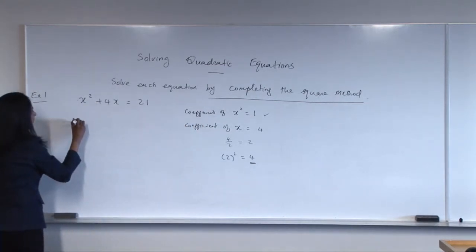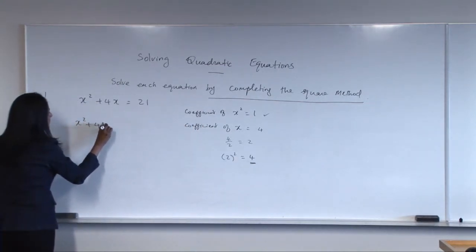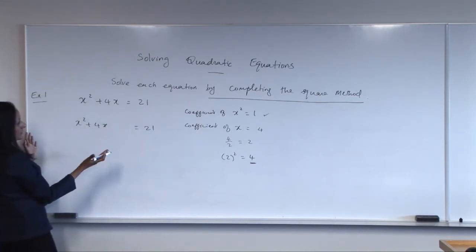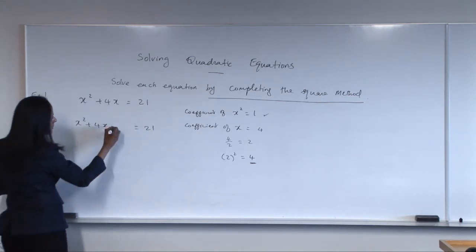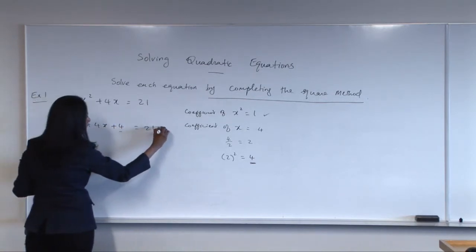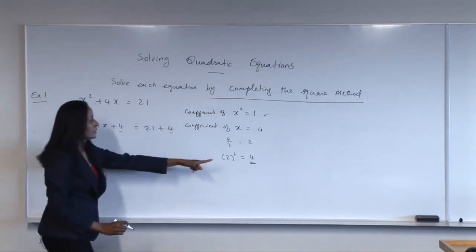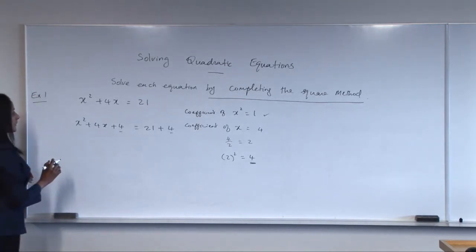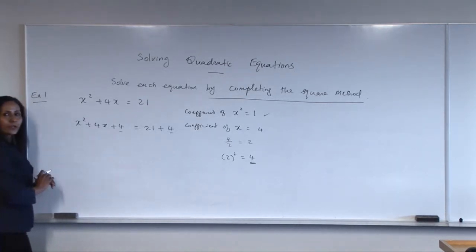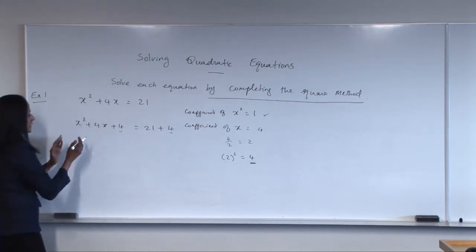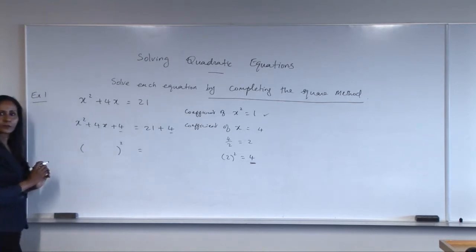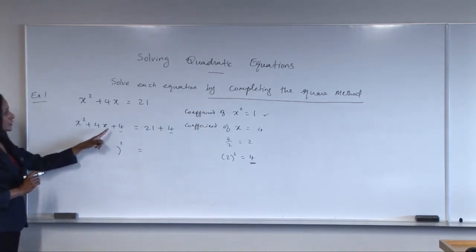So here we have x squared plus 4x. That's what we have here. On this side we have 21, right? This is what we have. I'm going to add 4 to both sides. See, 4 on both sides. We didn't alter the problem, so we are good. Now we have to write this as a square. So x squared plus 4x plus 4.